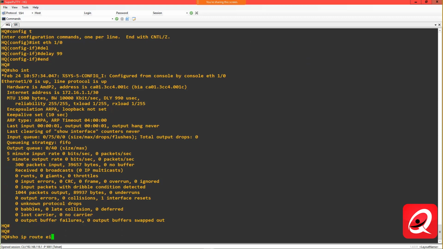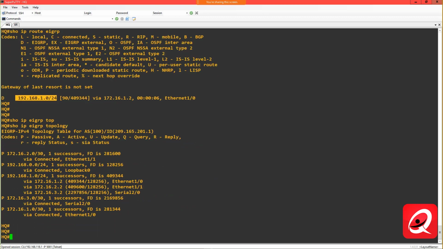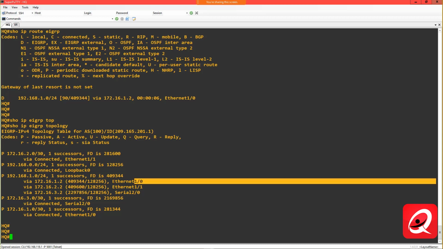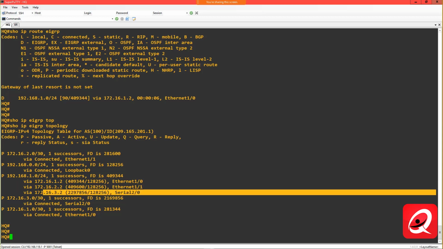Show IP route EIGRP. We can see that we're only using the 1.2 path, which is the top path. If I do a show IP EIGRP topology, I can see that this metric here is slightly better than this metric here. Okay, so this is now my successor. This is my feasible successor. And then this is another route candidate because it does meet the feasibility condition.